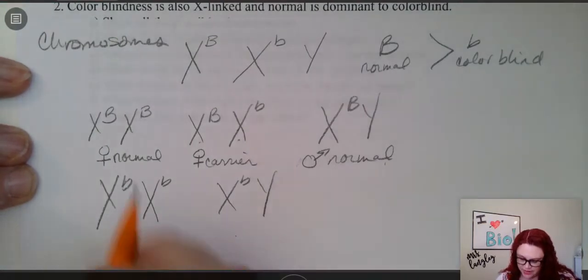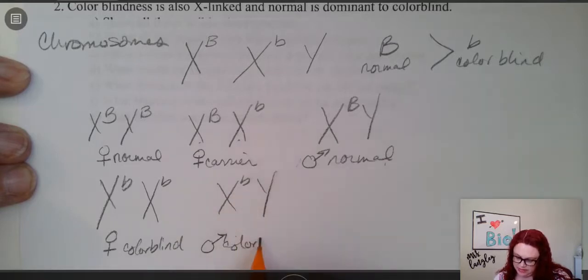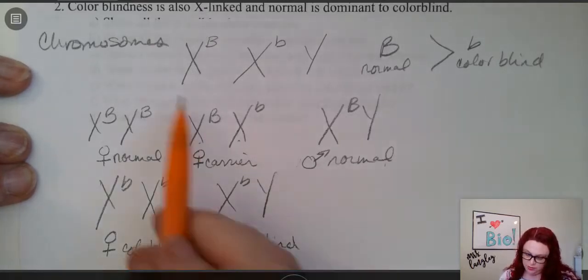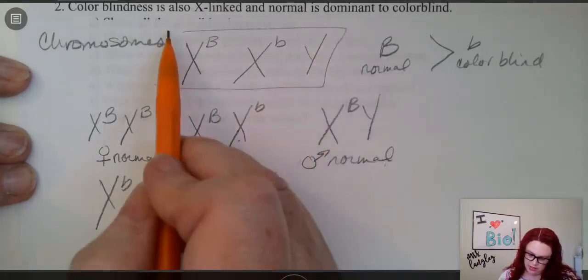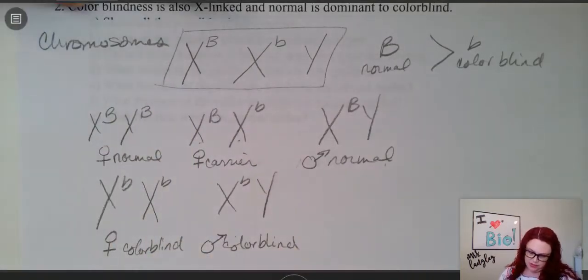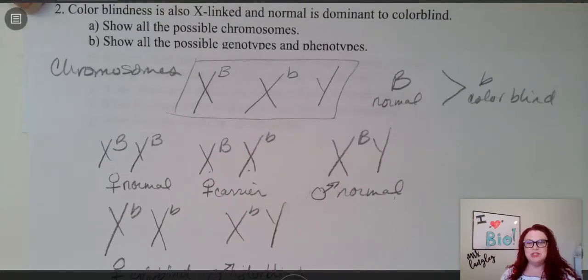Down here, I have 2 X's. That means female, and they're both little, both recessive. That means colorblind. Here I have an X and a Y. That means male. With a little b, that means colorblind. So these are all the different possibilities. Here are my chromosomes. Here are my genotypes with their corresponding phenotypes. So show all possible chromosomes. We did that. Show all possible genotypes and phenotypes.